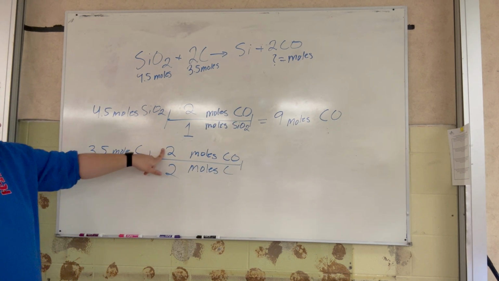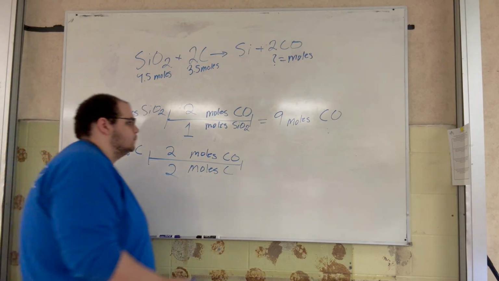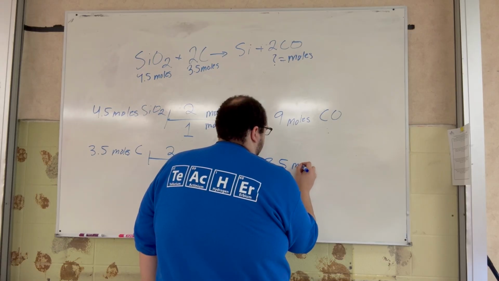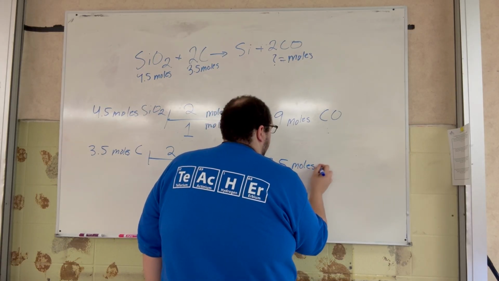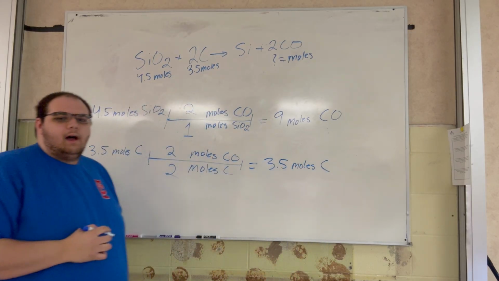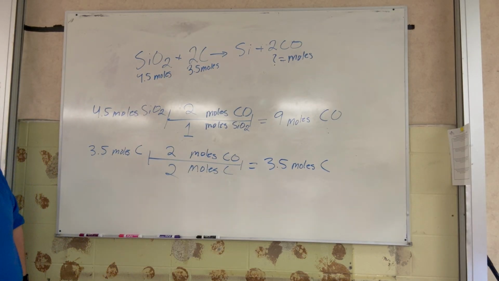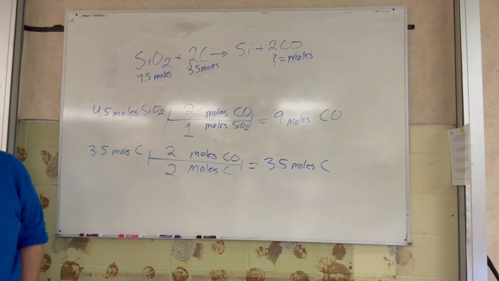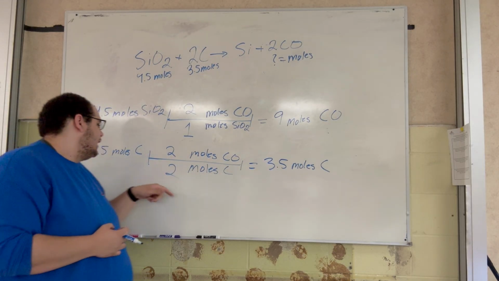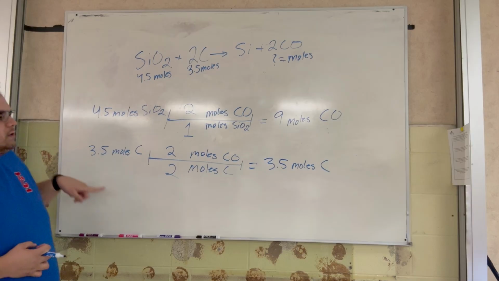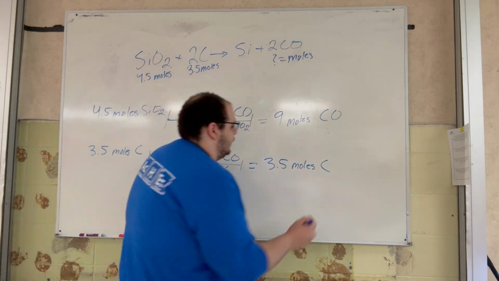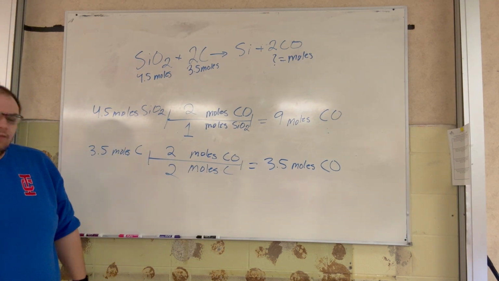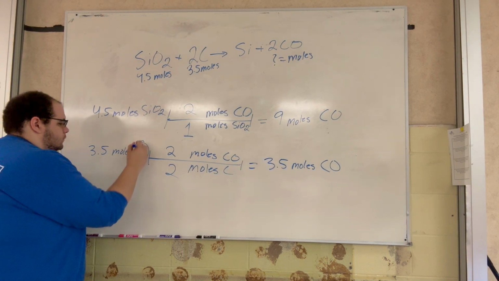3.5 times 2 divided by 2, what do you get? 3.5. I asked which one did you think was going to run out first. In this case, Lucia was right. The 3.5 moles of carbon would run out first because it turns out 3.5 moles of carbon will make 3.5 moles of carbon monoxide. So would that be your limiting reactant? This will be my limiting reactant.